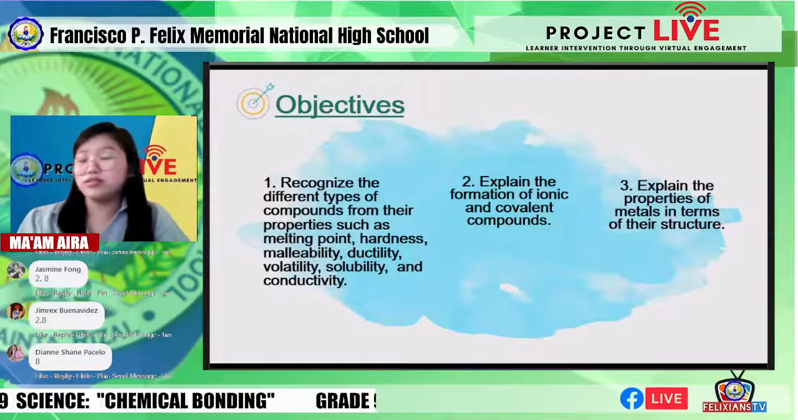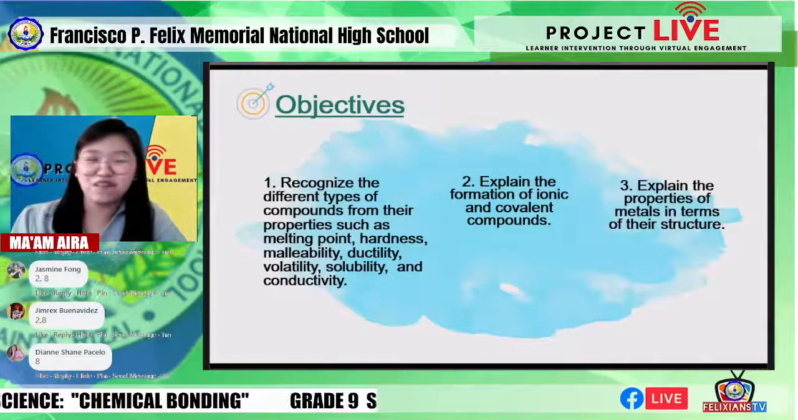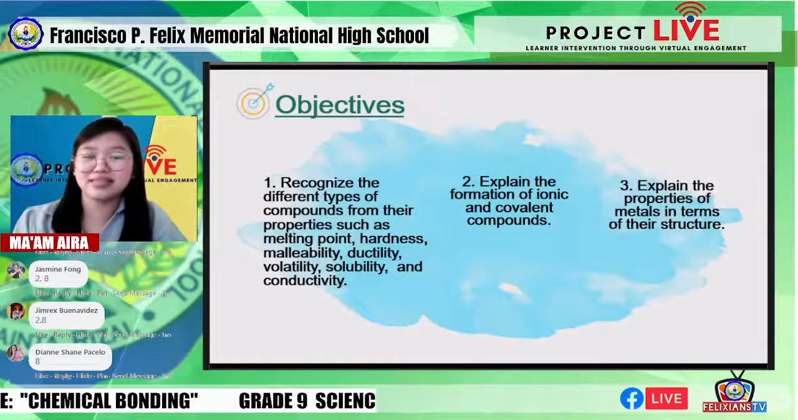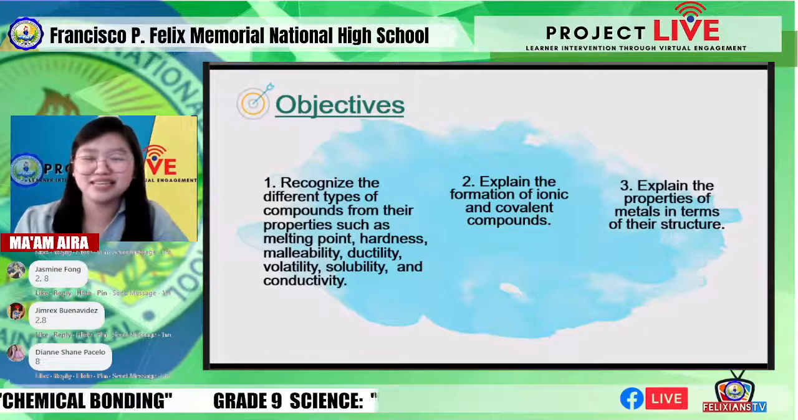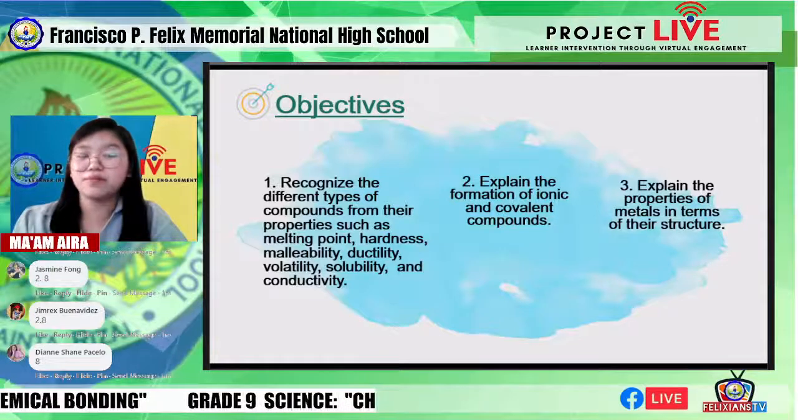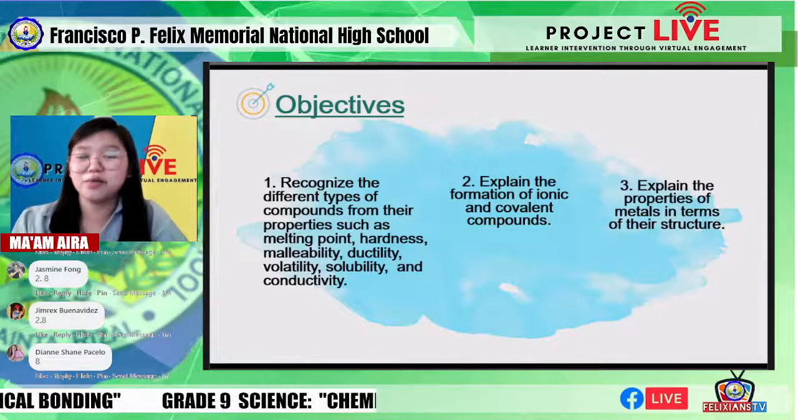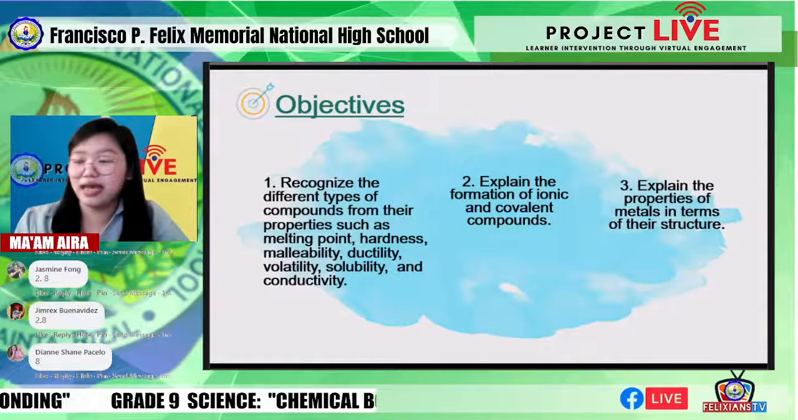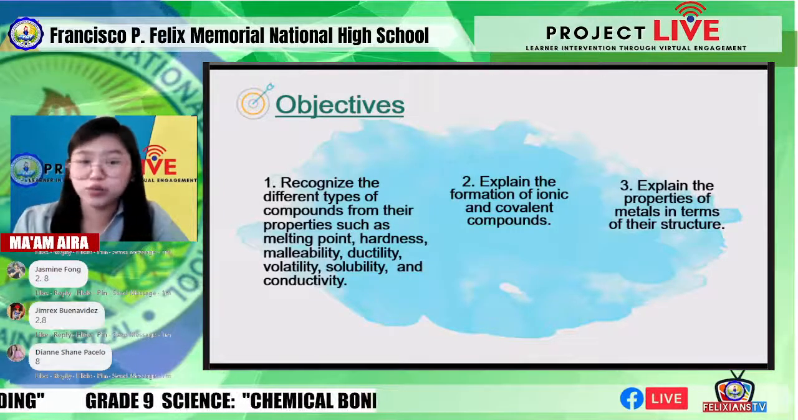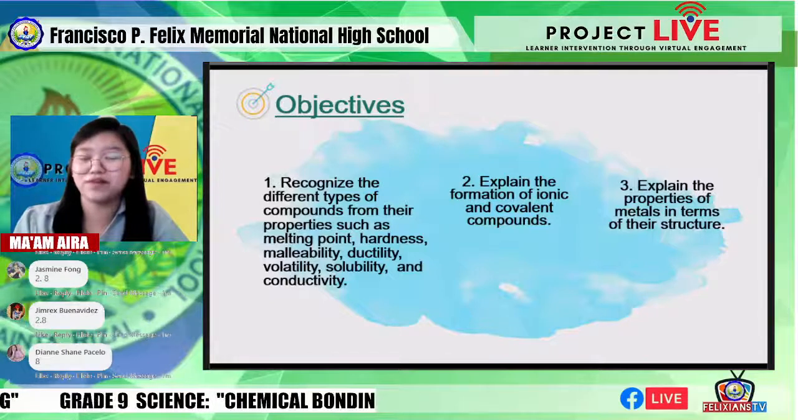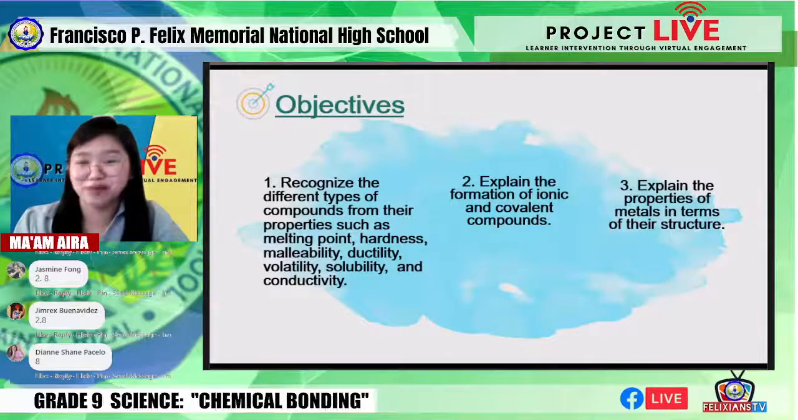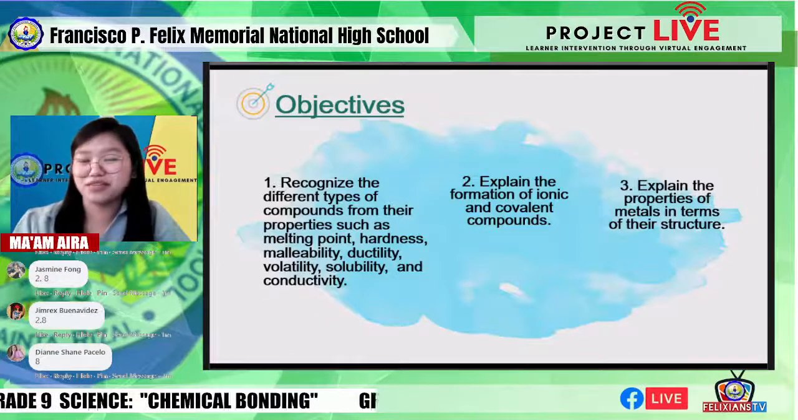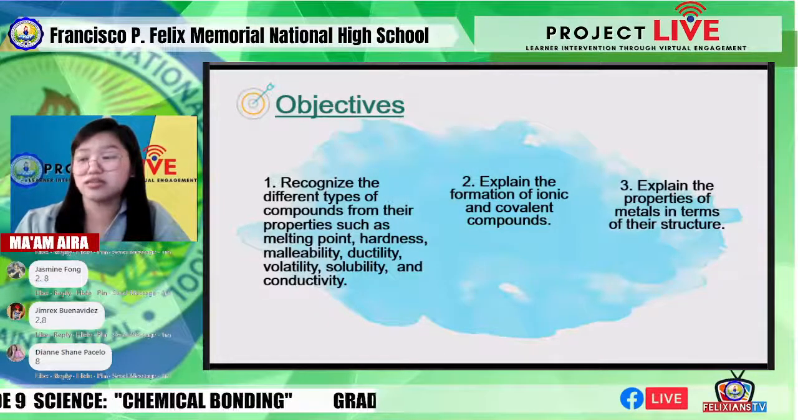Next, to discuss further, let's have our objectives. Number 1 is to recognize the different types of compounds from their properties, such as melting point, boiling point, hardness, moldability, ductility, volatility, solubility, and conductivity. Number 2 is to explain the formation of ionic and covalent compounds. And lastly, number 3 is to explain the properties of metals in terms of their structure.